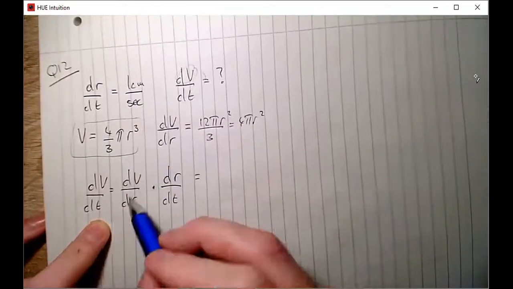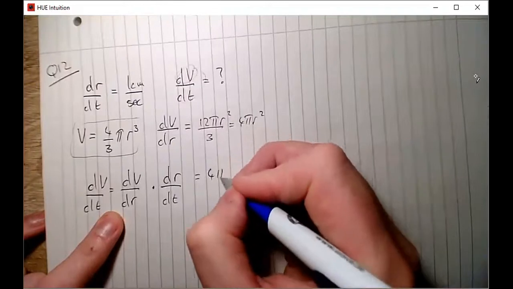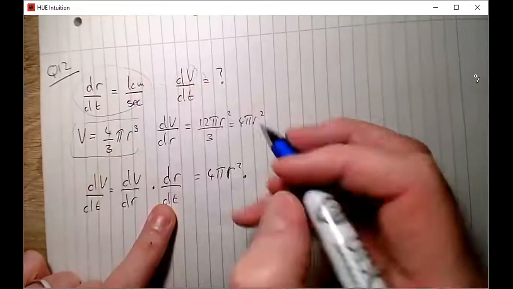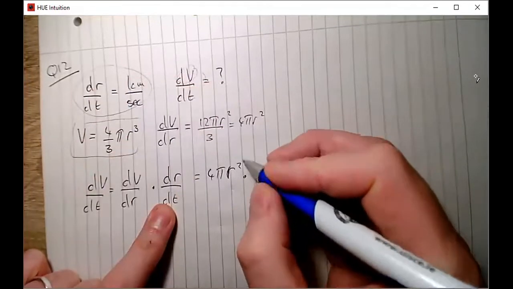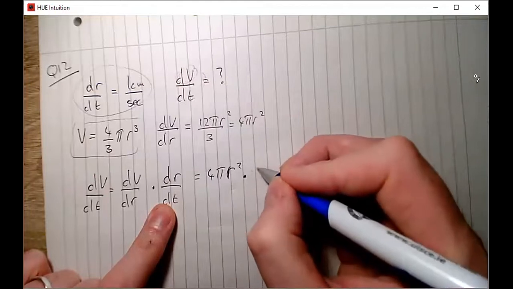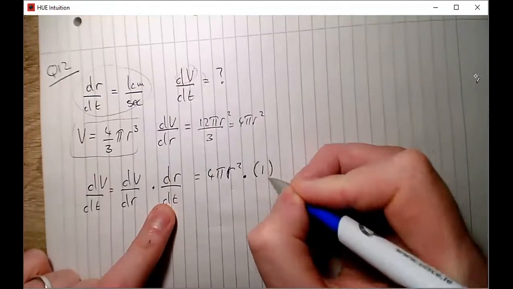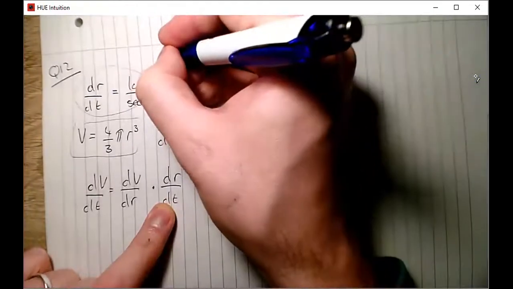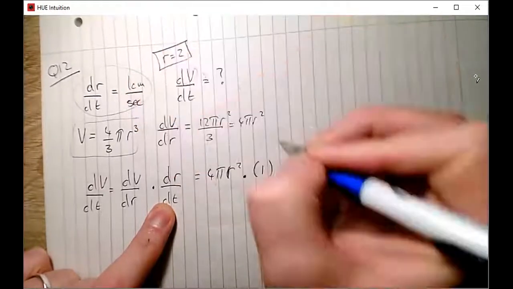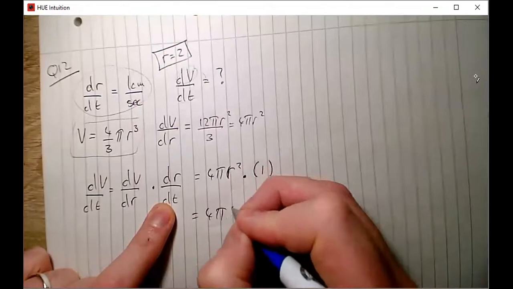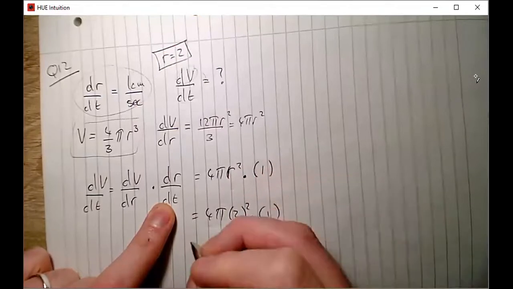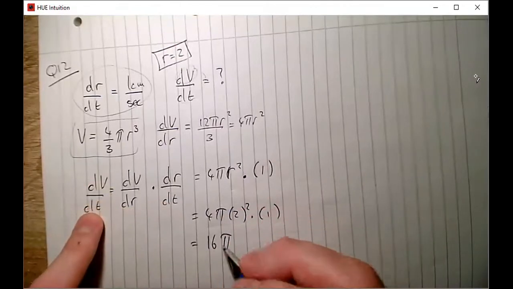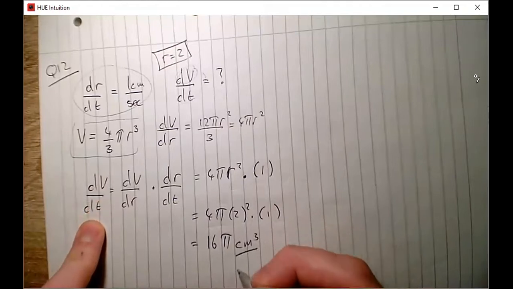Well, dV/dr we've just worked out. It's 4 pi times the radius squared, multiplied by dr/dt. We were given up here 1 multiplied by 1 centimeter per second. And we know as well from this question, sorry, I should have included this at the top, that the radius is 2 centimeters at the point that they're asking about. So that means we can say 4 pi times 2 squared times 1, and we get 4 times 4, that's 16 pi. Rate of change of volume with respect to time, that's centimeters cubed per second.